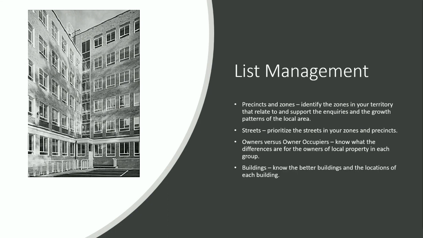Now, buildings. Know the better buildings and the locations of each building in the location. And lastly, opportunities. Understand the differences between land, classes of building, and the zones or the precinct changes. So these elements here, the precincts, the streets, the owners, the owner-occupiers, the buildings, and the opportunities, that's actually the basis of list management. That's how you do it.